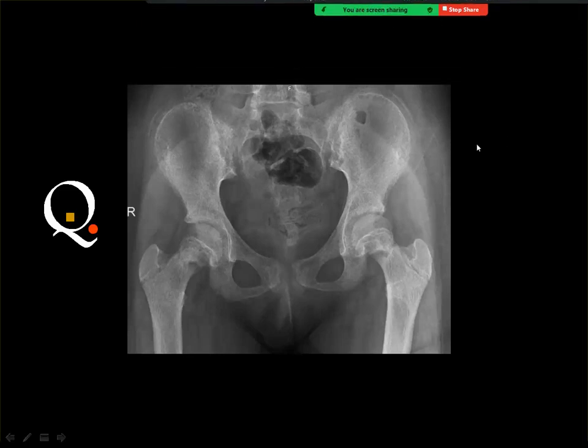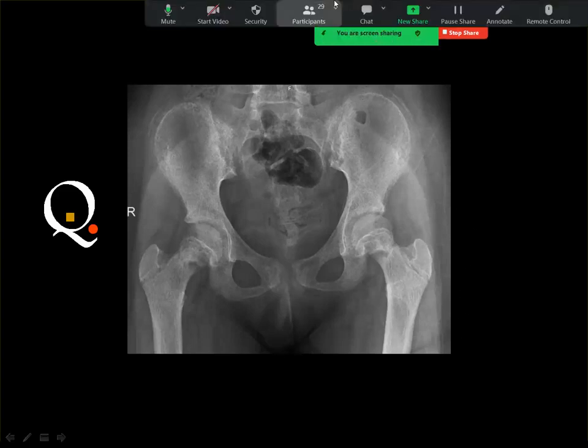Okay, and if you look carefully here, you can see that there is some rarefaction of the pelvic bones, and you can also identify what's known as the Looser zone, or the pseudo fracture, at the femoral neck on the left side, and another one on the right side. And these are pathognomonic, of course, of osteomalacia.